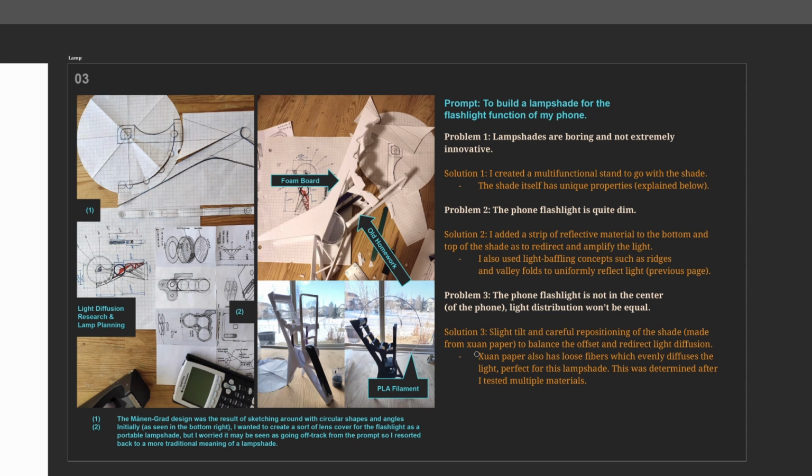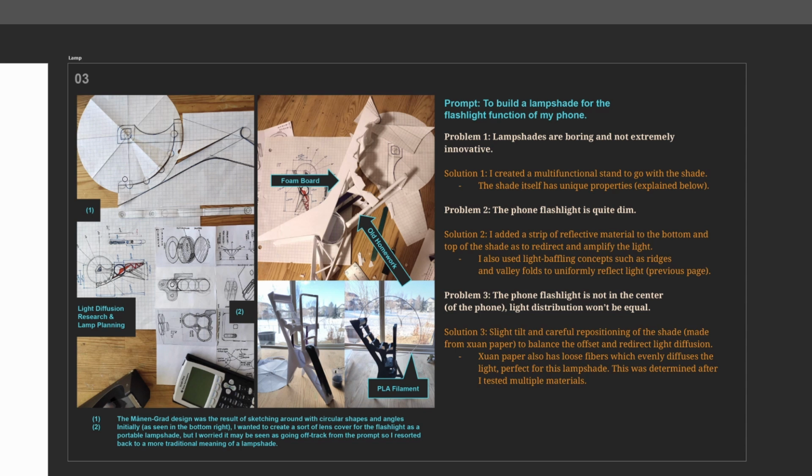So I also talked more about this. This is Shen paper, and it is a type of tracing paper. However, it is also used for Chinese watercolors, and of course, you can't expect them to know what it is. So I explained that this type of paper has loose fibers, which evenly diffuse the light, so it's perfect for this lampshade. This was determined after I tested multiple materials, which was true because I went through different types of paper and found this to work the best.